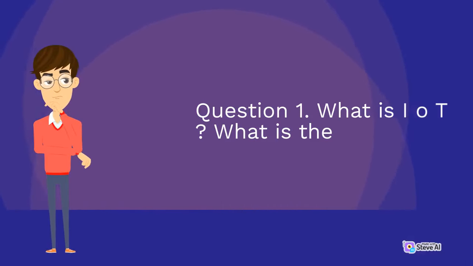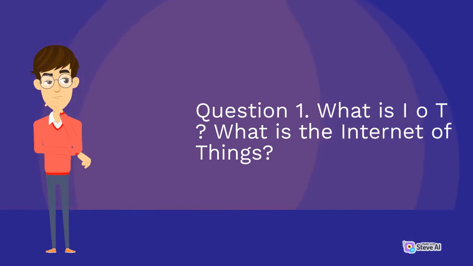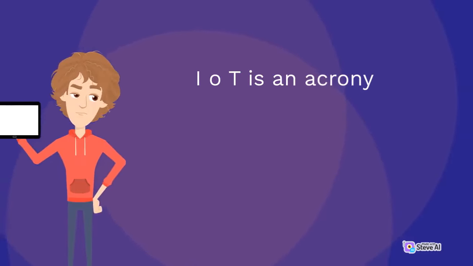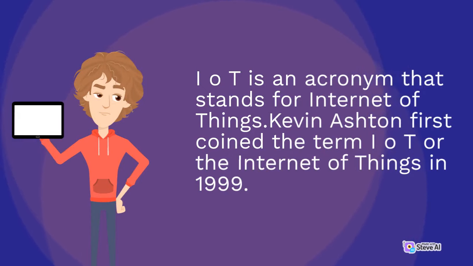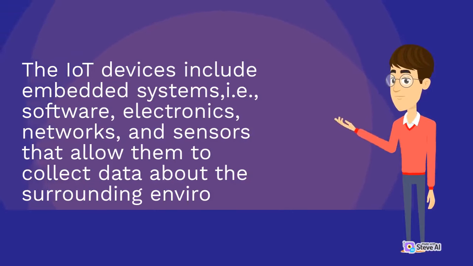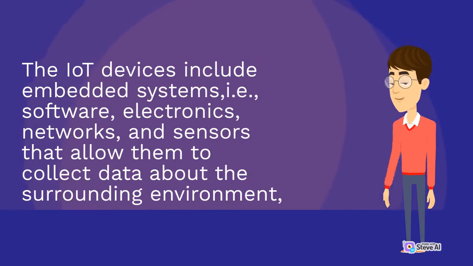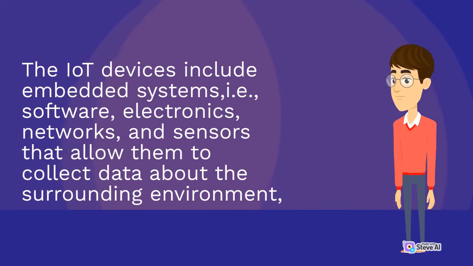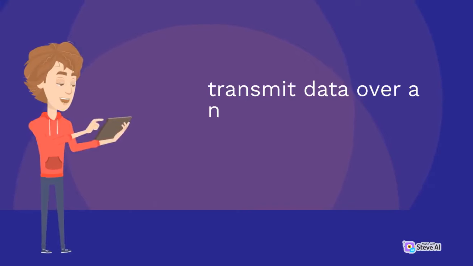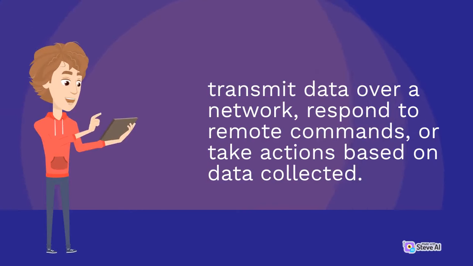Question 1. What is IoT? What is the Internet of Things? IoT is an acronym that stands for Internet of Things. Kevin Ashton first coined the term IoT, or the Internet of Things, in 1999. IoT devices include embedded systems, software, electronics, networks, and sensors that allow them to collect data about the surrounding environment, transmit data over a network, respond to remote commands, or take actions based on data collected.